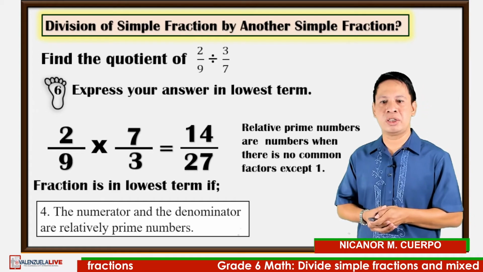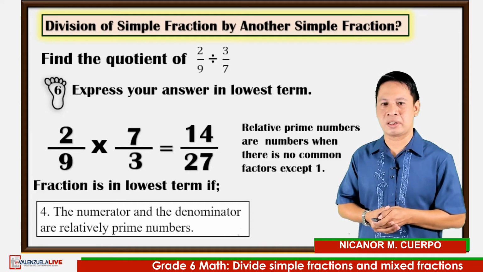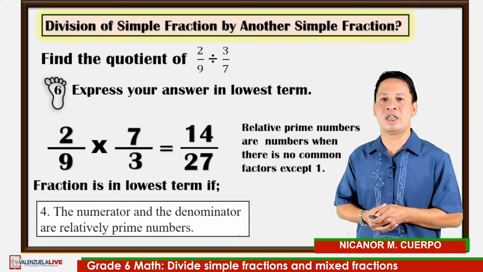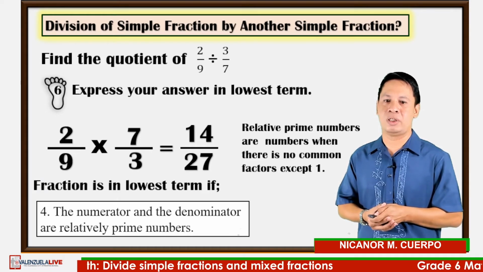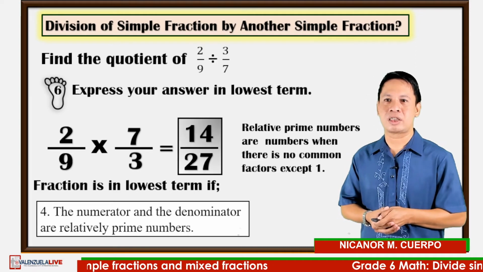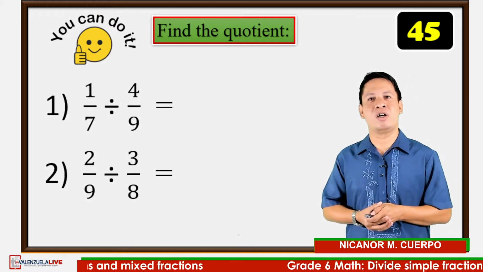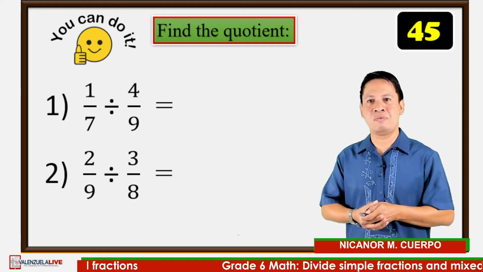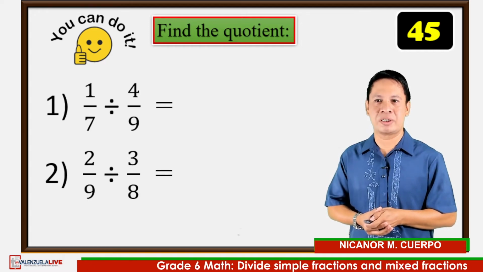Now, which condition does our answer 14 over 27 satisfy? Correct. It satisfies condition number 4. Therefore, 14 over 27 is already in its lowest term because it is made of relatively prime numbers. Now, for your activity, you're going to find the quotient. I will be giving you 45 seconds to type your answer in our comment box. So let's begin. Timer starts now.